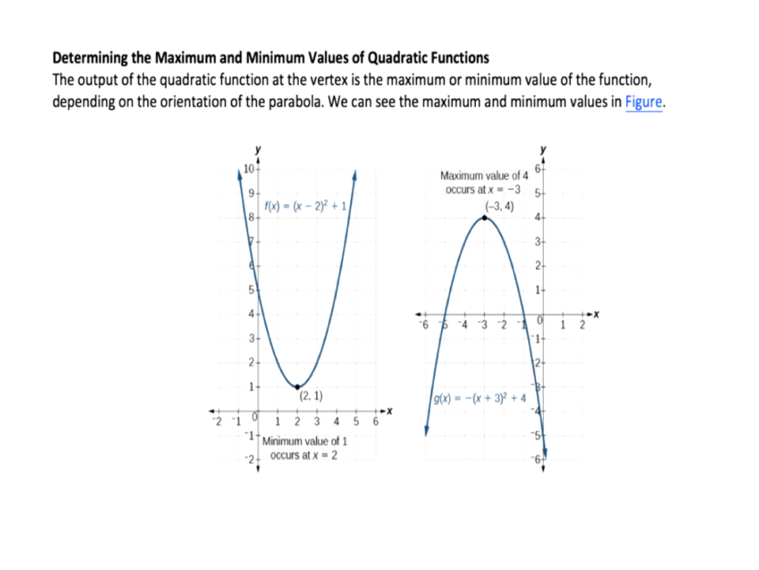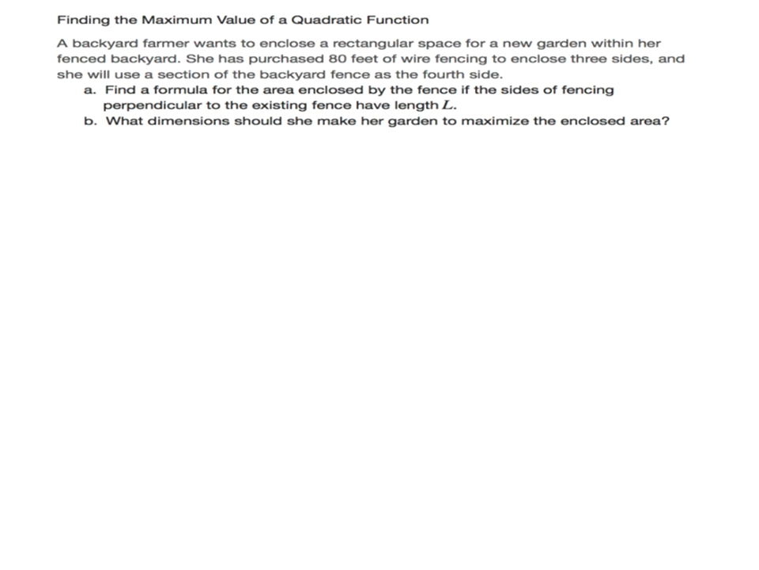Okay, determining maximum and minimum values. Well, if it opens up, you're going to have a minimum. If it opens downward, you're going to have a maximum, and those maxes and mins are always just your vertex. So to find those, you just find the y-coordinate of your vertex to know the highs or the lows.